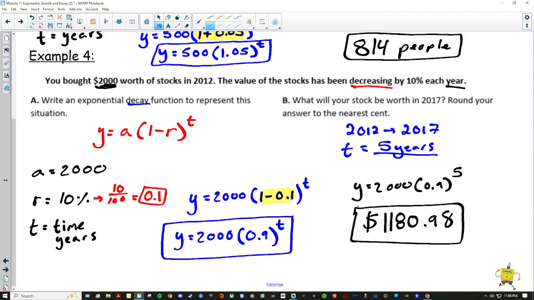Okay, that's example 3 and example 4. This is part 2 completed.